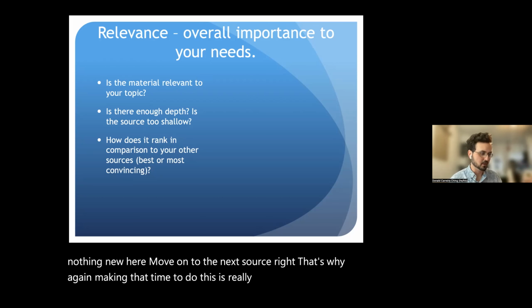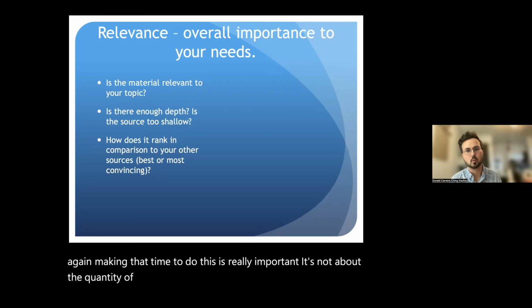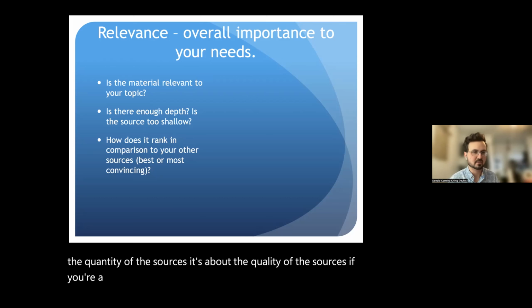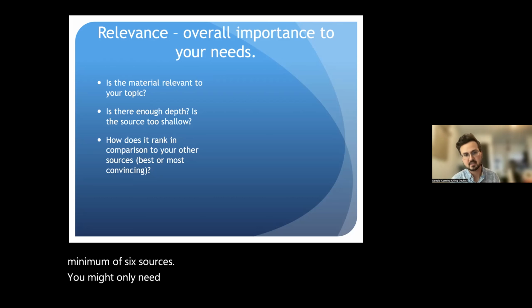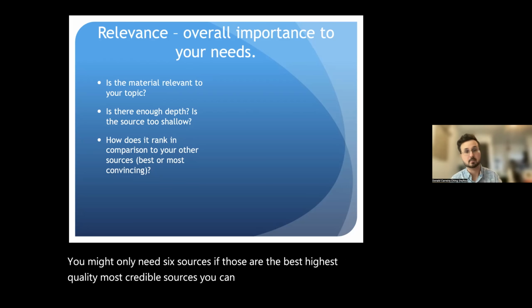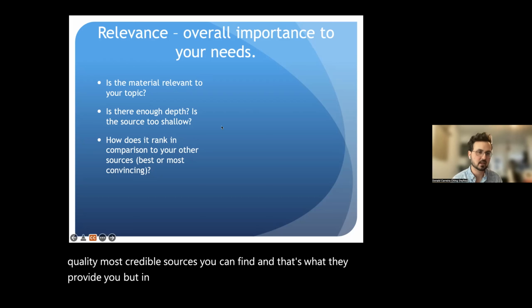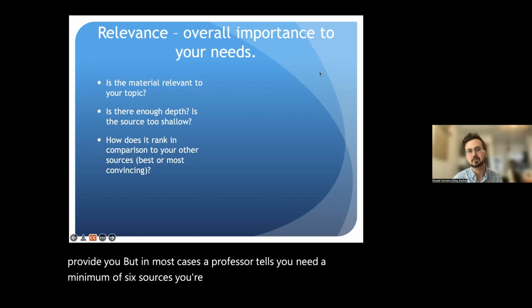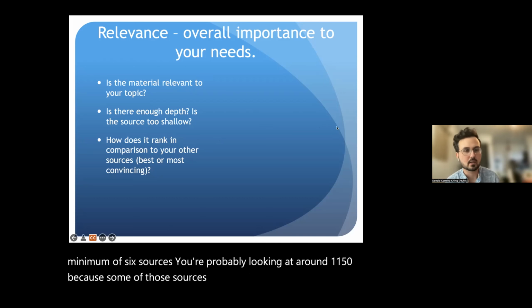It's not about the quantity of the sources. It's about the quality of the sources. If your professor tells you to have a minimum of 6 sources, you might only need 6 sources if those are the best, highest quality, most credible sources you can find, and that's what they provide you. But in most cases, when a professor tells you that you need a minimum of 6 sources, you're probably looking at around 10 to 12, because some of those sources are probably not going to be the best.